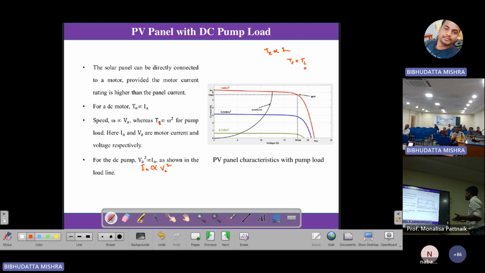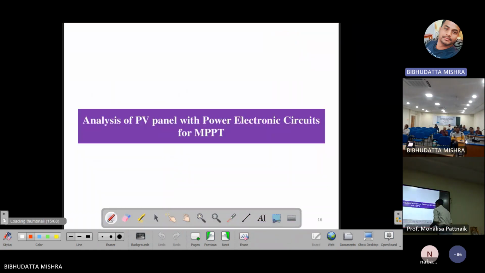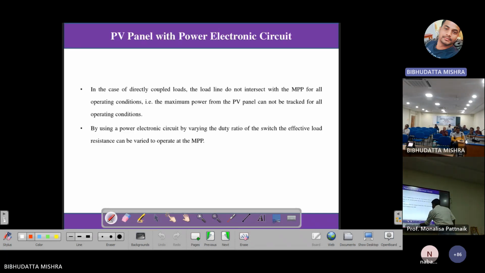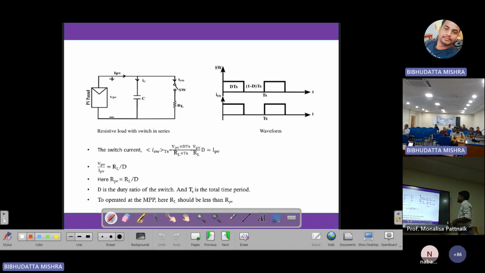If you want maximum power at any point of time, what we need to do is put an electronic circuit between the panel and the different loads that I discussed. So this I already told you. The first basic thing that you can do is connect a switch in series with the load resistance. As I told you, my main purpose is that the resistance seen by the panel should vary, should not be fixed. And I should have a control to vary this load resistance seen by the panel.